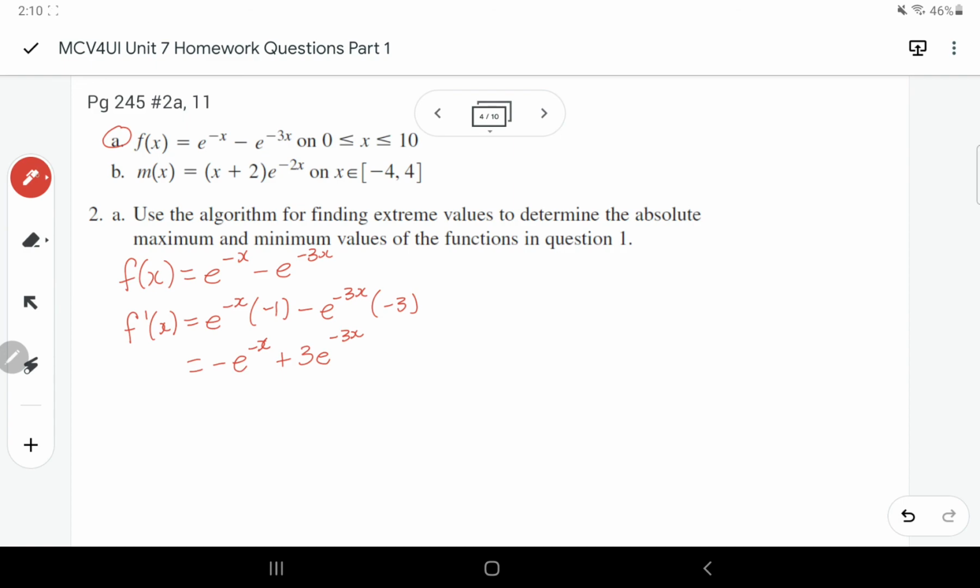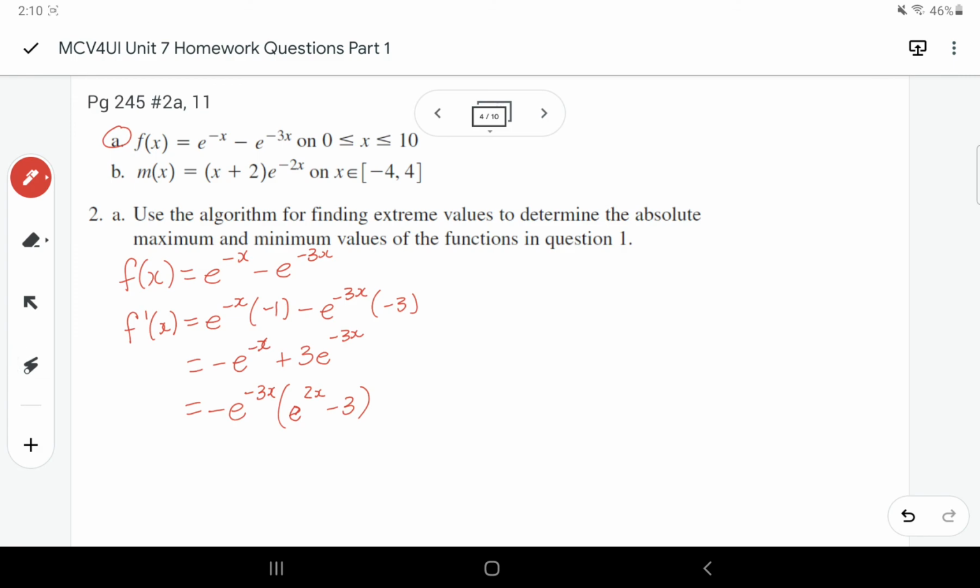Now I'm going to common factor out negative e to the exponent negative 3x, because that's my smallest exponent of x. Now this would give me e to the exponent 2x minus 3.